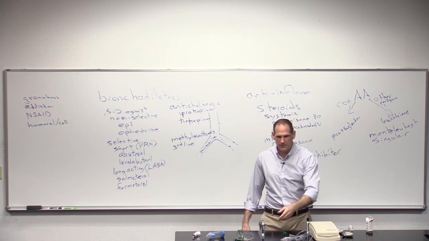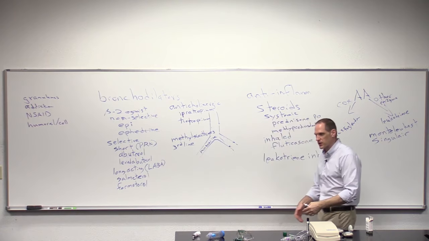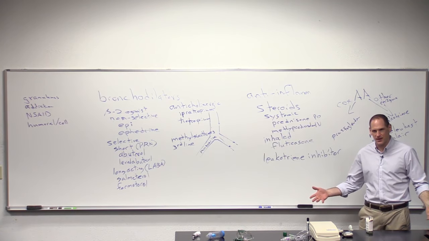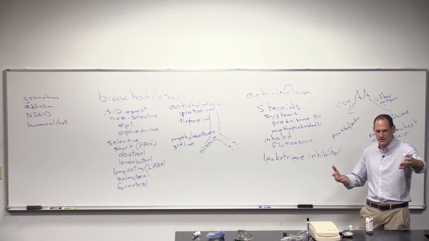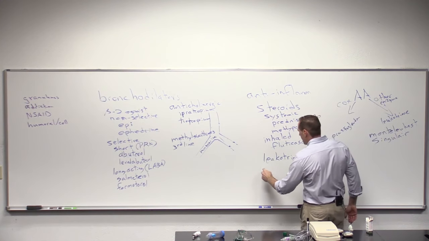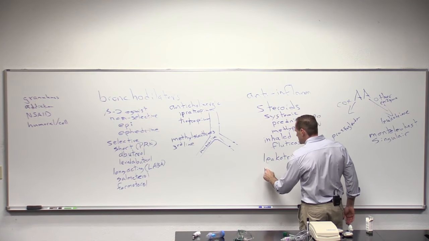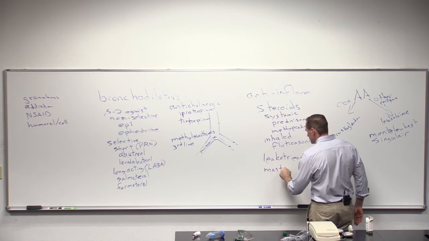Now, the third type of anti-inflammatory is a drug that works so poorly, I don't even like to talk about it, but for whatever reason, they like to put it on standardized tests. And that is mast cell stabilizers.